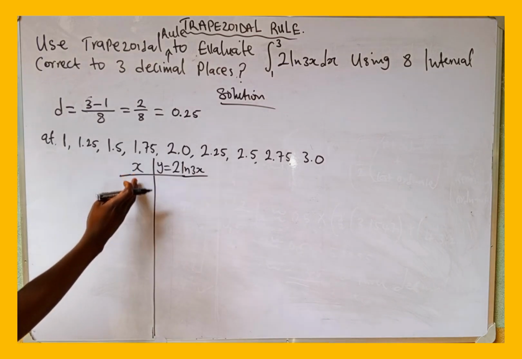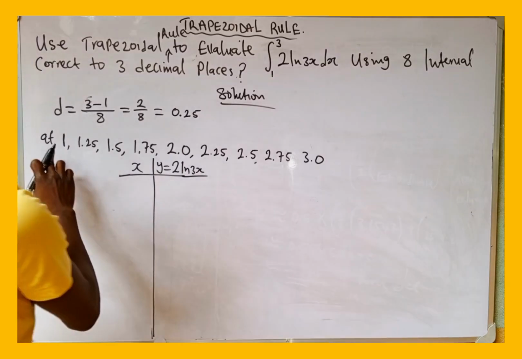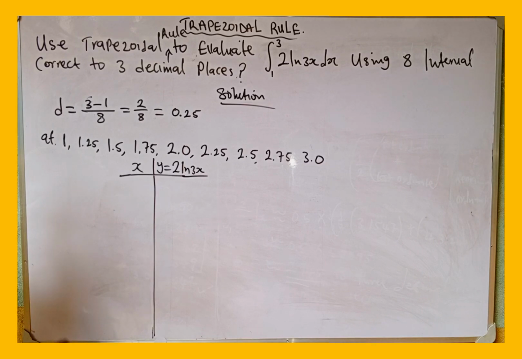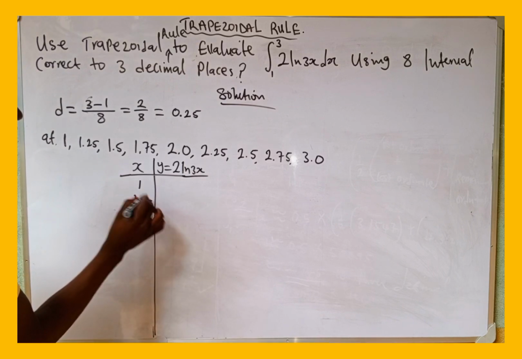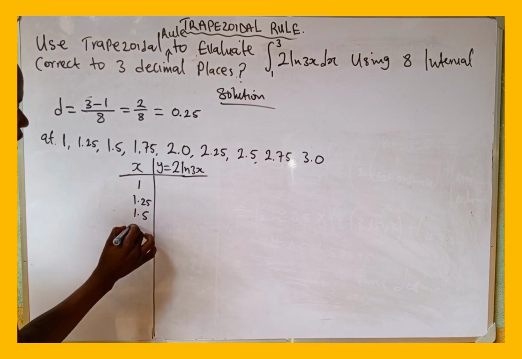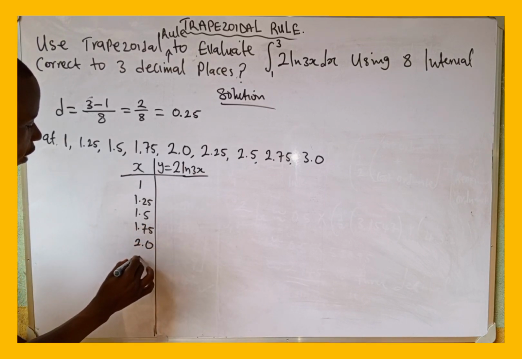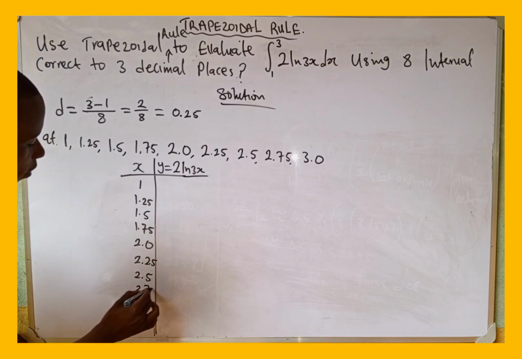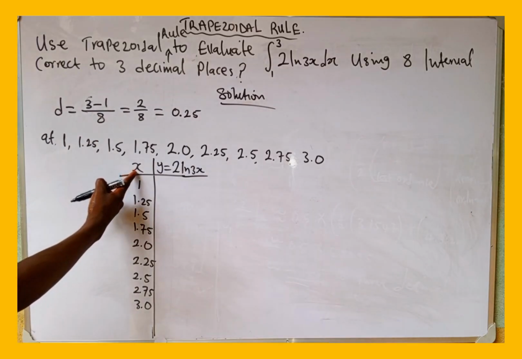To fill the first column, all these points in the limit from 1 to 3 are going to be recorded under the column for x. So the first ordinate is 1, followed by 1.25, followed by 1.5. Then the next one is 1.75, then 2.0, then 2.25, then 2.5, then 2.75. And the last one is 3.0. So we have successfully gotten the points for the first column, which is the column for x.